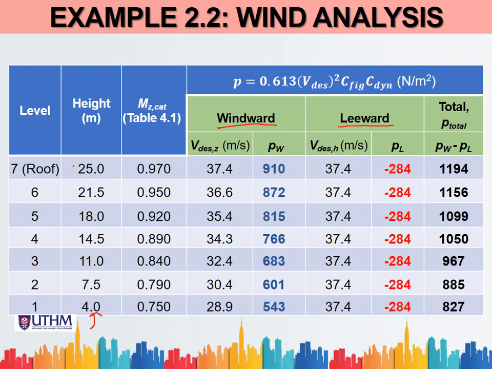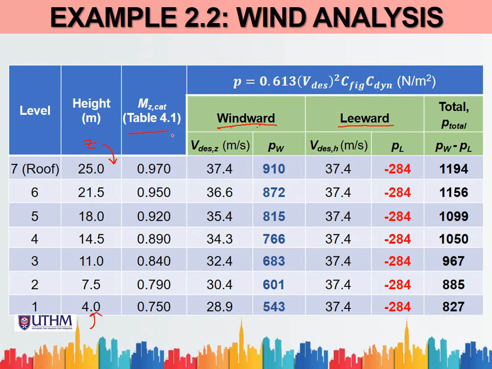Okay, so this is the Z. When we symbolize the height as Z, this is used for the windward wall. Okay, for the windward wall. Later you get the values related to Z, like M_z,cat and so on. Okay, so this is the M_z,cat.